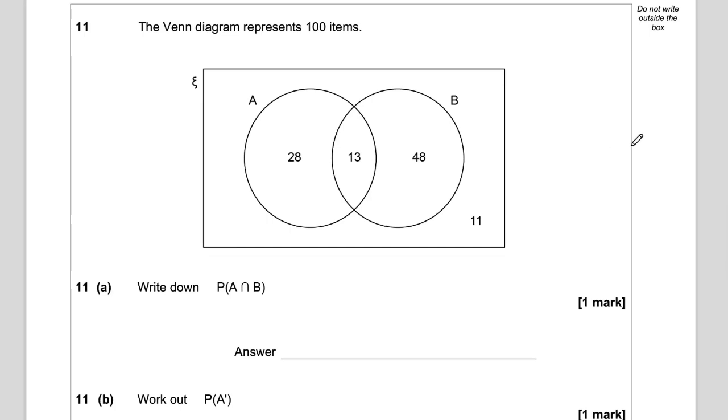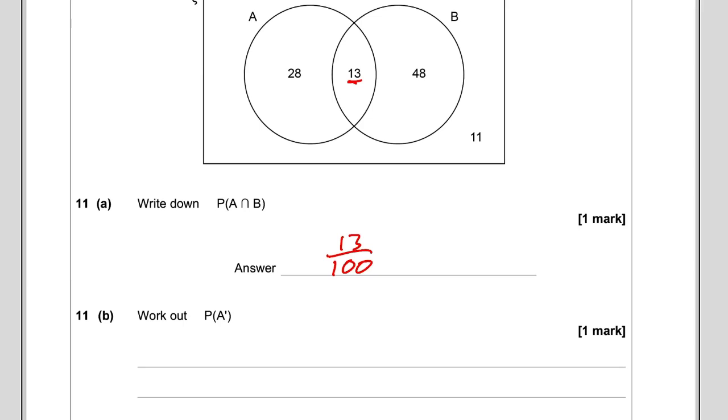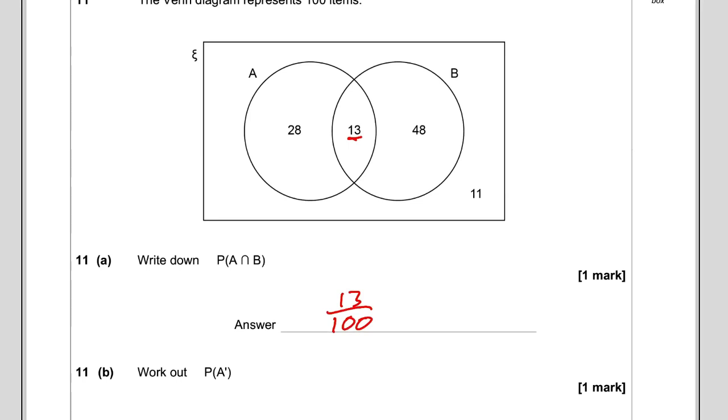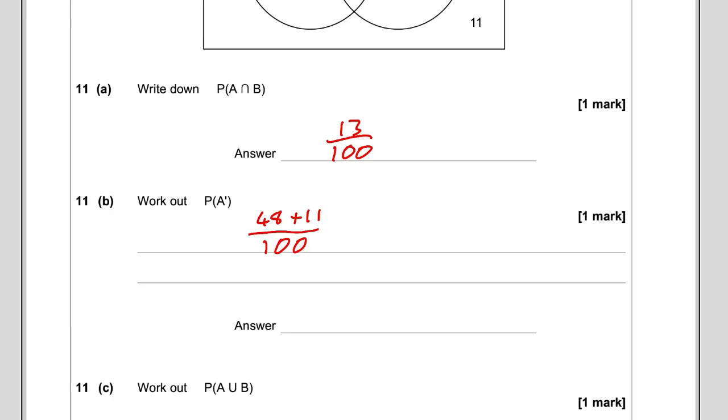Question 11. The Venn diagram represents 100 items. Write down P(A∩B), P(A'), and P(A∪B). So the probability of the intersection of A and B is 13 out of the number of items, so 13 out of 100. P(A') means the complement of A, so that is going to be 48 plus 11 out of 100, which is 59 out of 100.